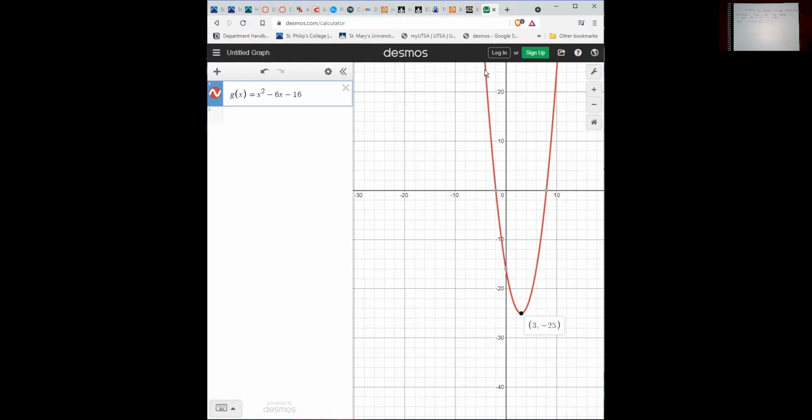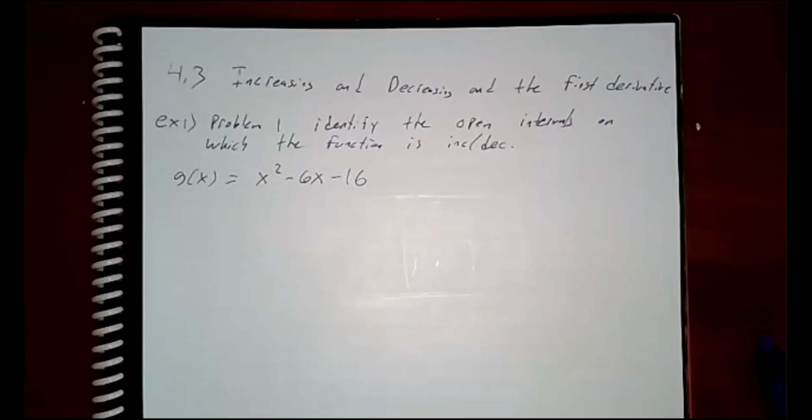So we're decreasing from negative infinity all the way until 3. That's the x value. We always put it in x values whenever they ask for increasing or decreasing. And then we're increasing after this point, 3 till infinity. So it's super easy to see what's happening when you graph it, right? Decreasing from negative infinity to 3, increasing from 3 to infinity. But how do we show that?